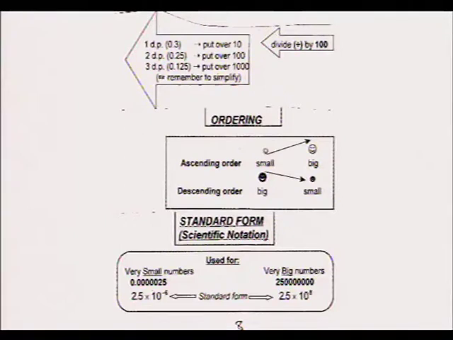Standard form, we also call it the scientific notation. Very, very small numbers, like the one that you see there. If you write it in standard form, it will be 2.5 times 10 to the power negative 6, because it's a very small number. For very big numbers, as the one that you see there, it will be 2.5 times 10 to the power 8. You count from the 5 plus all the zeros to get to the 8 places.